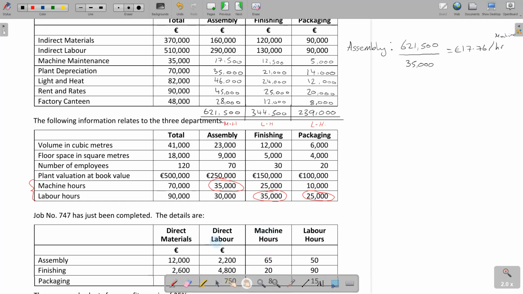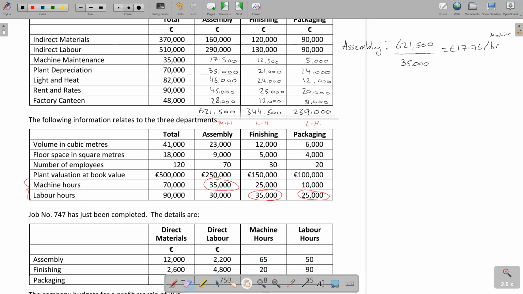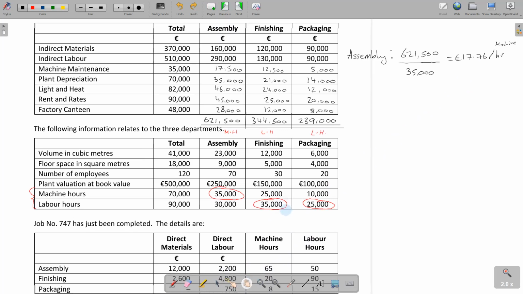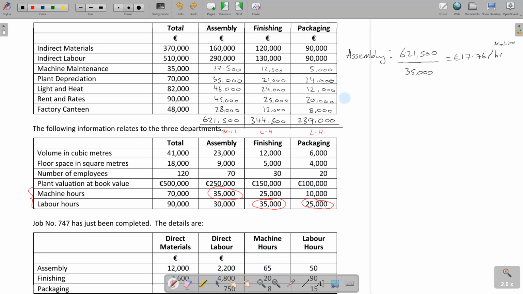So this job costs in the assembly 65,000 machine hours. So we'd have to multiply that by 1776 to get the overheads of assembly. So to cost our job properly.